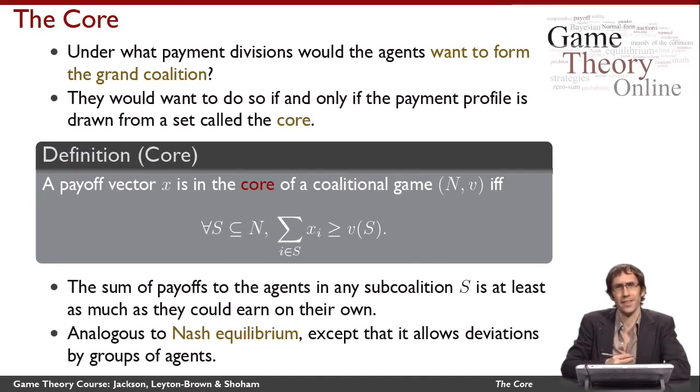And intuitively, this is like Nash equilibrium, because what we're saying is the agents don't have any profitable deviations. It isn't the case that any subcoalition could deviate away from the grand coalition and end up with higher payments for themselves. The way it's different from Nash equilibrium is we're thinking about groups of agents jointly deviating. So in a sense, it's a stronger notion than a Nash equilibrium. We don't think only about unilateral deviations here.